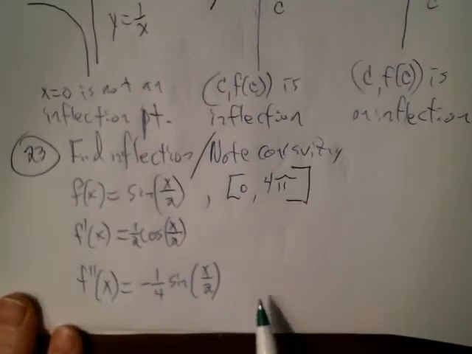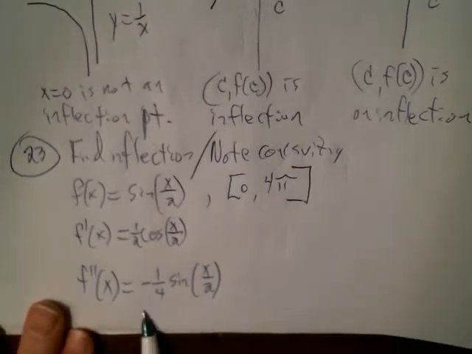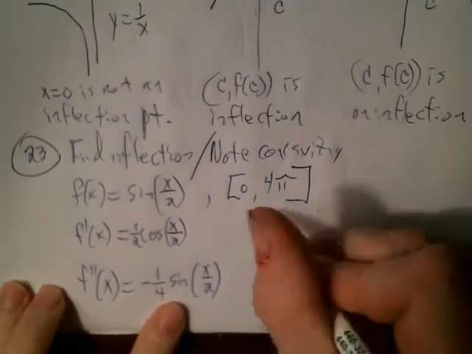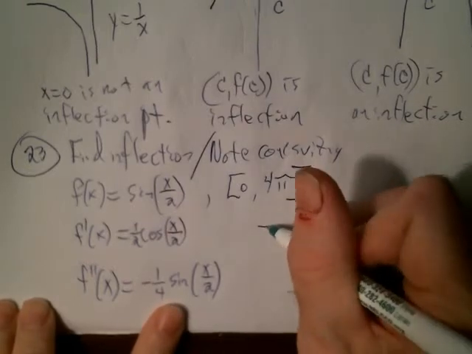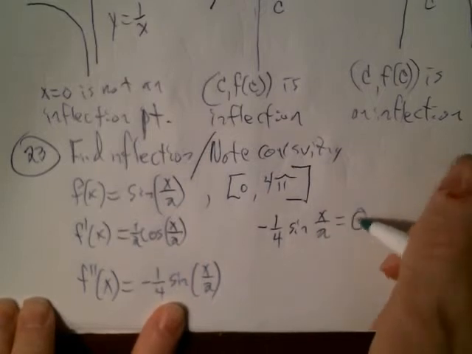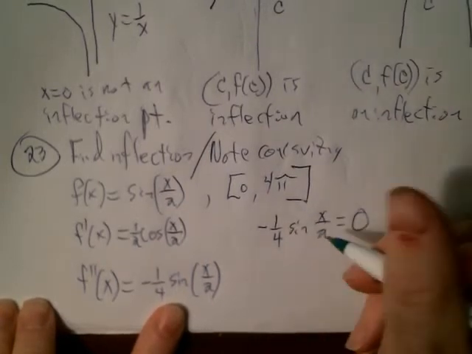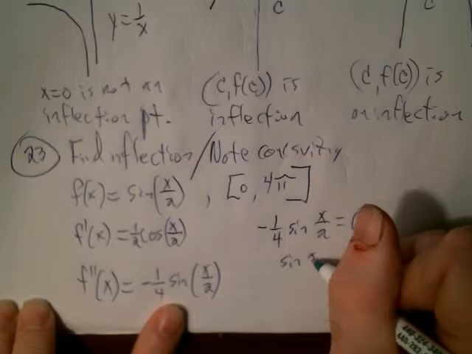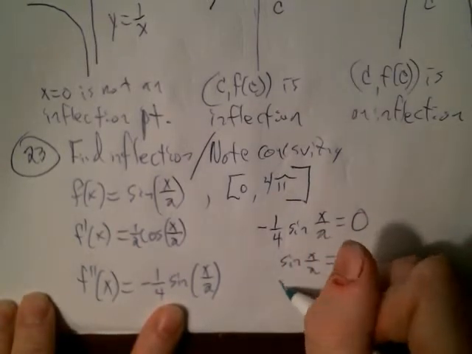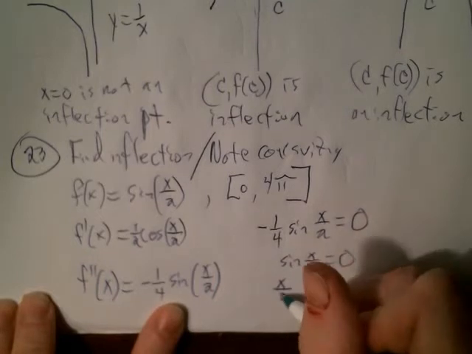Okay, I need my inflection points. This thing is continuous, so I don't have to worry about the places where the second derivative does not exist. There are none of those places. I just have to set it equal to 0. So negative 1/4 sine of x over 2 equals 0. Multiply both sides by negative 4. You get sine of x over 2 is 0. And then you're looking for all the places where the sine of x over 2 is equal to 0.